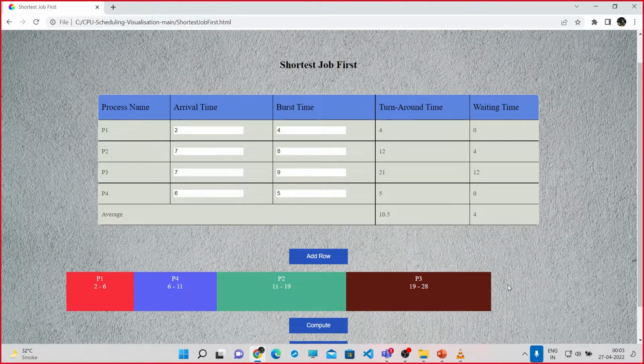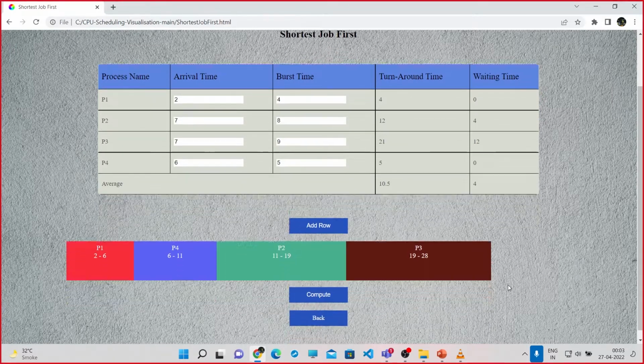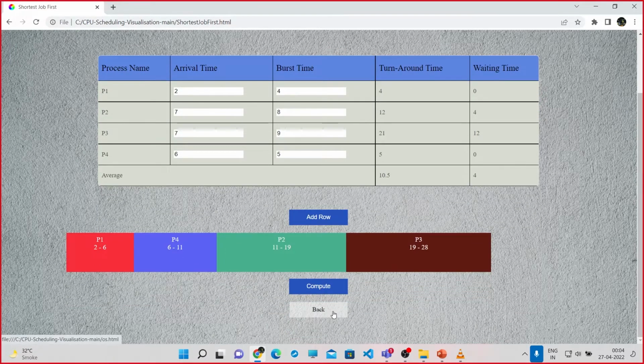Now we can see the processes P1, P2, P3 and P4 are given, with one more column of average, and there are arrival time, burst time, turnaround time and waiting time given. And you can see the Gantt chart where P1 is the first process to get executed, then P4, then P2 and then P3, while P1 is the shortest job first. Now the round robin algorithm will be taken over by Naitik.